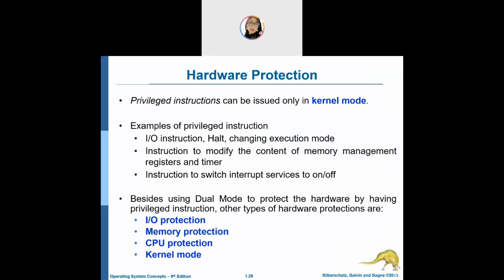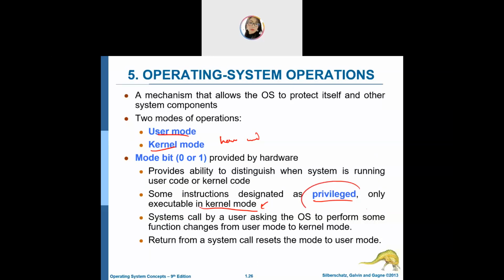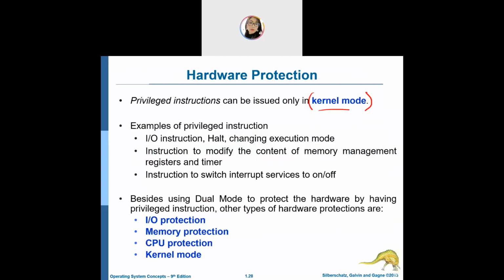So in terms of hardware protection, privileged instructions can be issued only in kernel mode. These are the things that can only be executed in kernel mode. What are the privileged instructions? Here they are. First is input-output instructions, halts, and changing execution modes. Second, instructions to modify the content of memory management related registers and the timer. And third is instructions to switch interrupt service on or off.